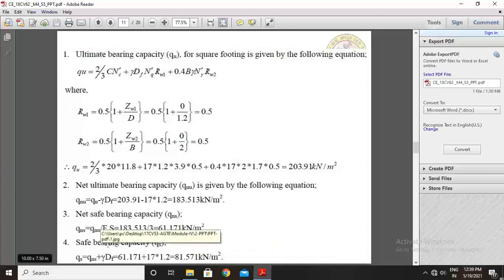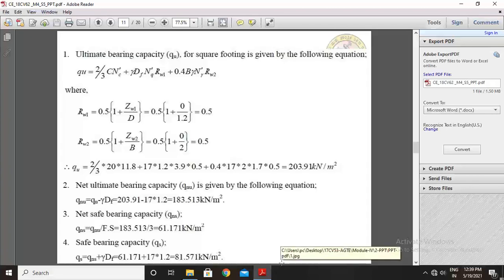Then calculate the safe bearing capacity equal to net safe bearing capacity plus overburden pressure. So net safe bearing capacity is 61.171 plus gamma is 17 into Df is 1.2. We get 81.57 kilonewton per meter square. This is the complete solution of this water table case. So all of you remember, draw the diagram and follow the steps, substitute the values, and finally we get the required value.